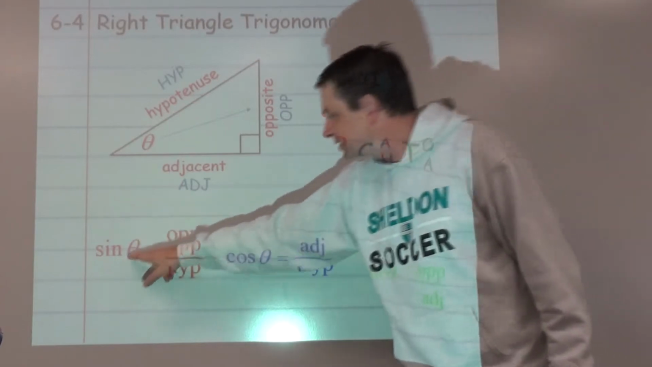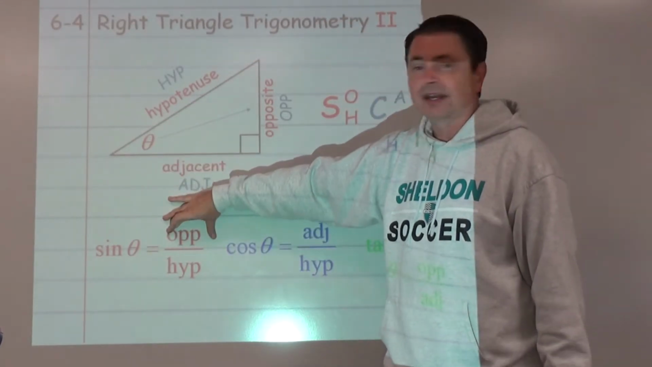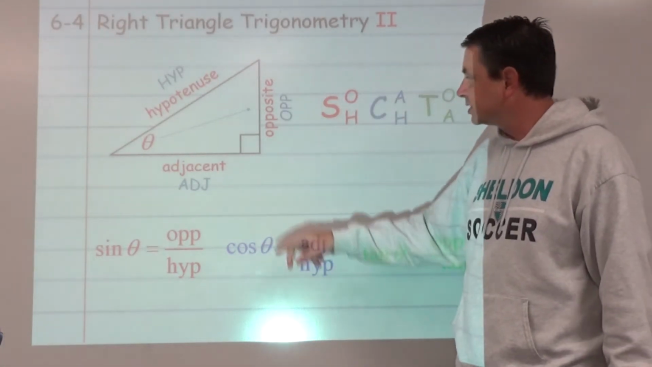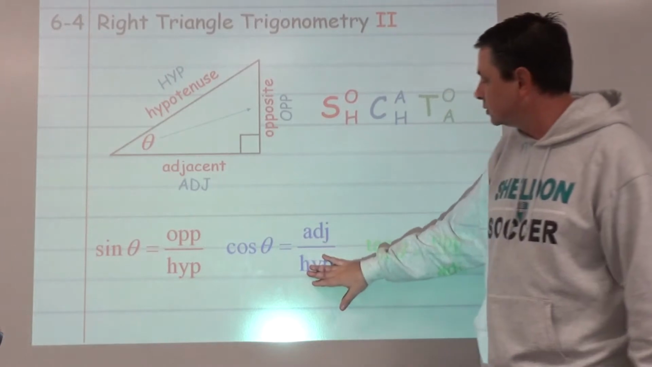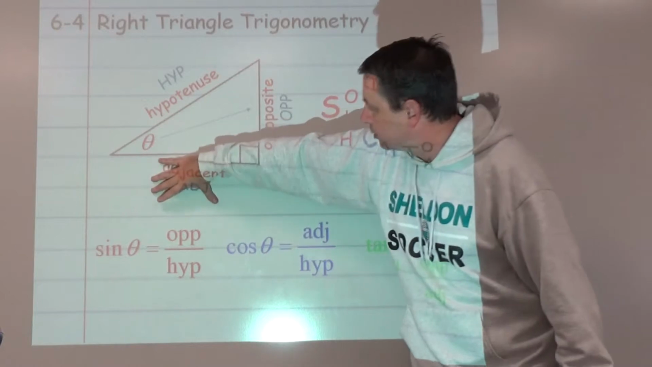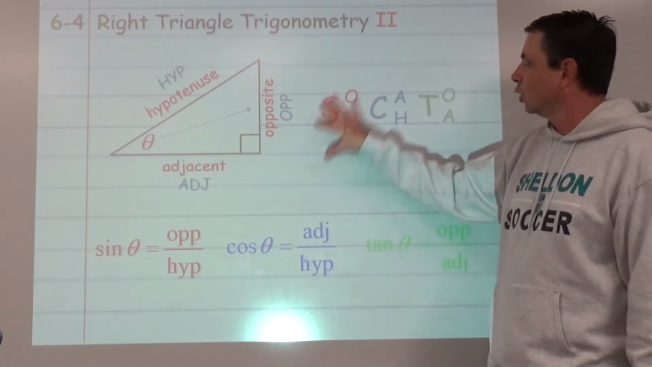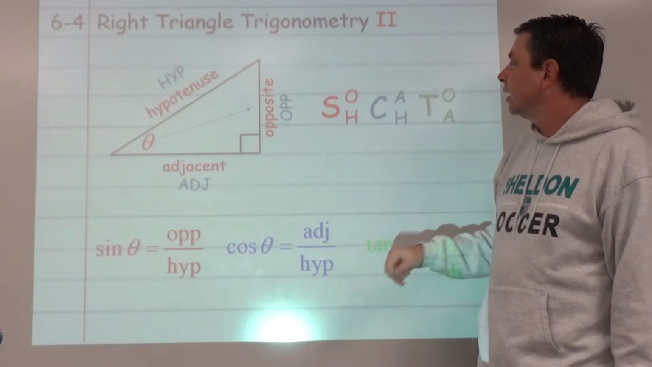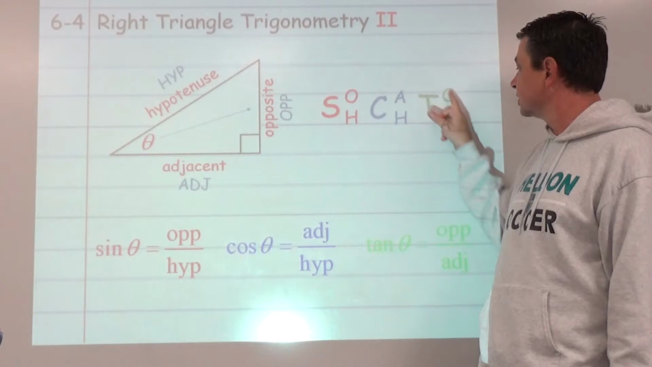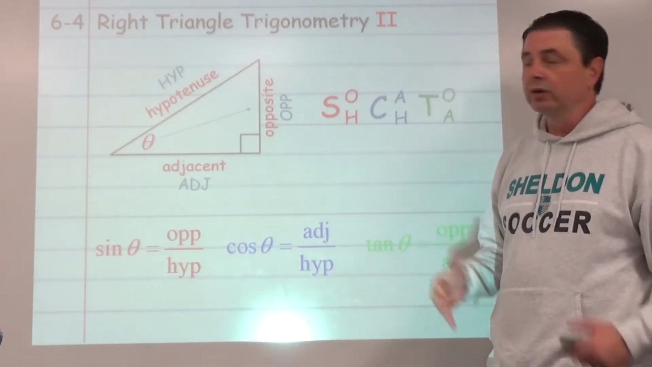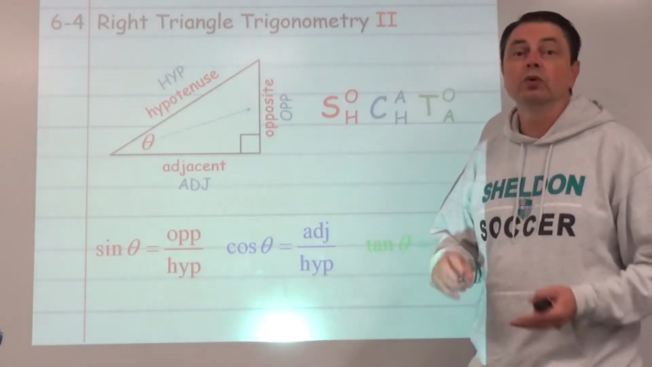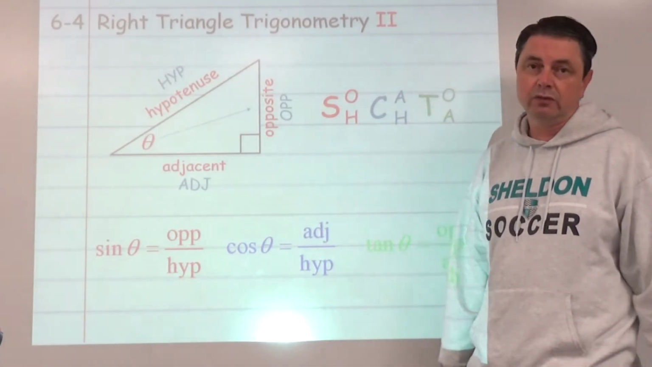We've defined sine of theta to be the opposite leg length divided by the hypotenuse, and cosine to be adjacent divided by hypotenuse, and tangent of theta to be opposite divided by adjacent. SOH CAH TOA was our mnemonic device to remember that sine is opposite over hypotenuse, cosine is adjacent over hypotenuse, tangent is opposite over adjacent. And we're really focusing on being able to identify which is the opposite side, which is the adjacent side, which is the hypotenuse.